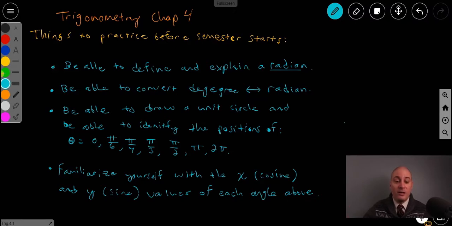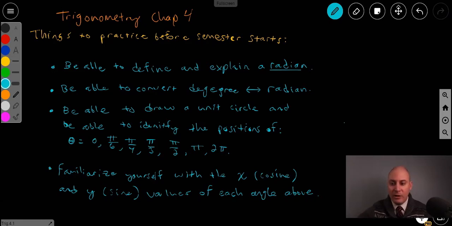So theta, these different angles, these are angles. The angles 0, pi over 6, pi over 4, pi over 3, pi over 2, pi and 2 pi, and those are all in radians. So we want to be able to draw the unit circle and say, oh, that's pi over 3, that's pi over 4, and so on. Familiarize yourself with the x, cosine, and y, sine values of each of those angles I listed above, the 0, pi over 6, pi, and so on. So we want to be able to say, what's the sine of pi over 6? And you'll know exactly what it is. That's my hope by the 4th video.